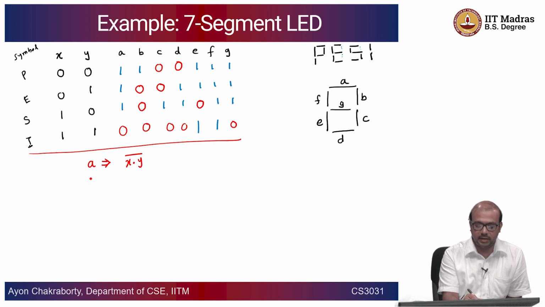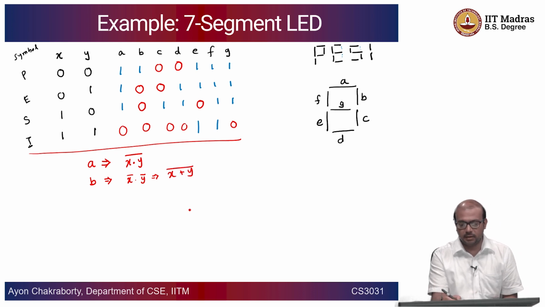If I look at B, what is the value of B? The value of B is x bar y bar, right? X bar y bar, or x plus y whole bar. So x bar dot y bar, which is nothing but x plus y whole bar, which is an OR gate.